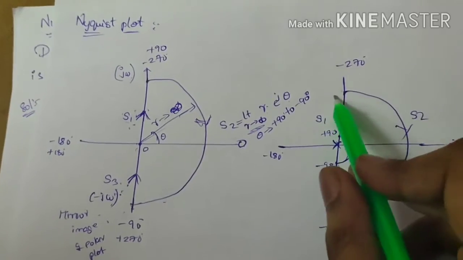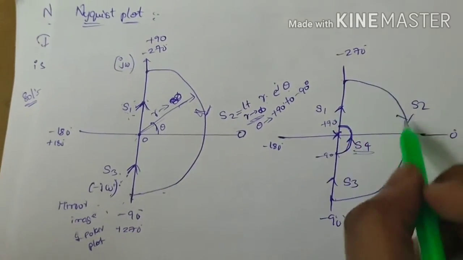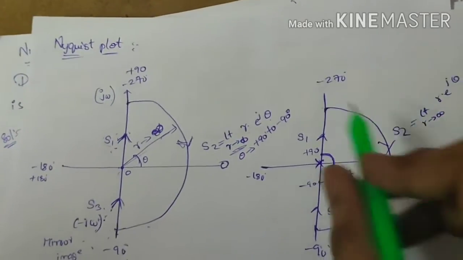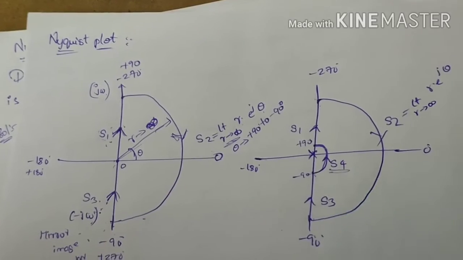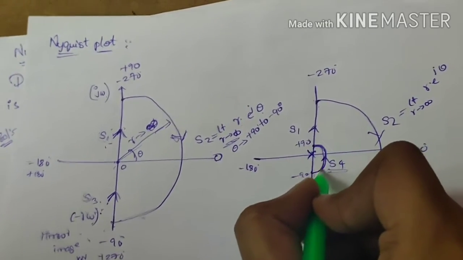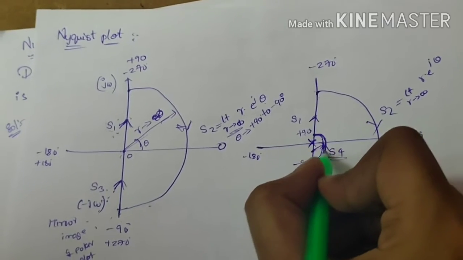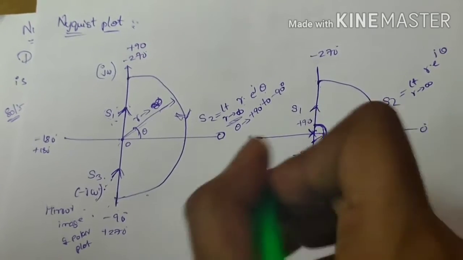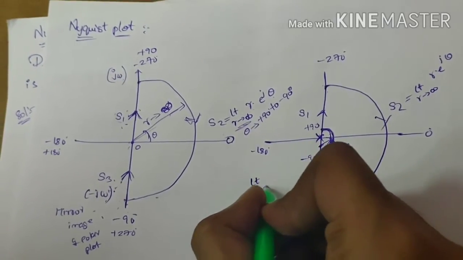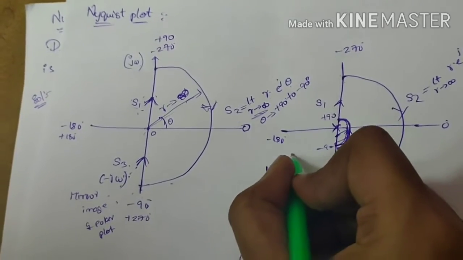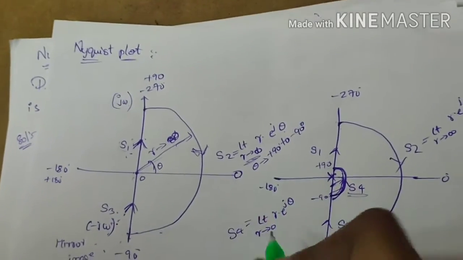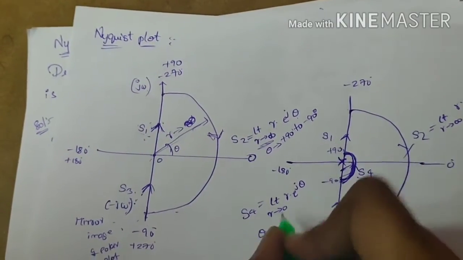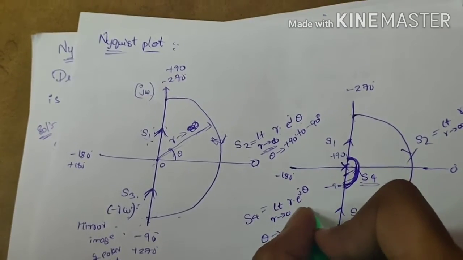Now coming to S4 here. Here also it is the same: S1 is j omega, S3 is minus j omega, S2 is limit R tends to infinite, R into e to the power of j theta, where theta is varying from plus 90 to minus 90. What about the S4 value? If you observe, the radius is very, very small here. In order to avoid that pole, we got this small curve. So here the radius is very small, so I am taking limit R tends to 0, where R is the radius. So R into e to the power of j theta is the S4 value. What is theta? Theta is varying from here to here, so it is moving in this direction, from minus 90 to plus 90.